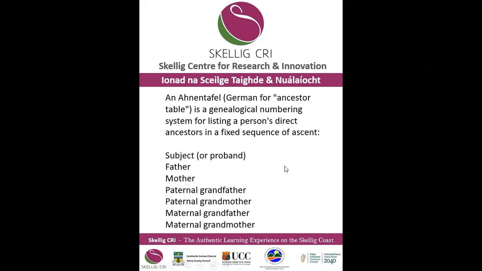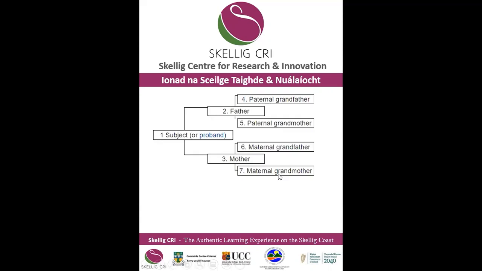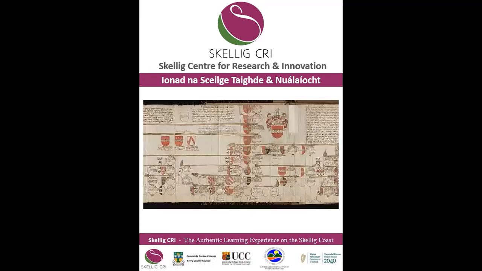This is numbered. We have the subject or proband being number 1, the father number 2, the mother being 3, the paternal grandfather 4, paternal grandmother 5, maternal grandfather 6, 7, maternal grandmother. So even for male and odd for female. And then you can combine these combinations to get numbers that denote relationships.